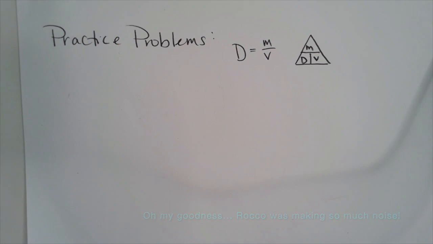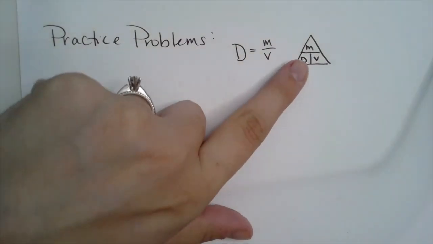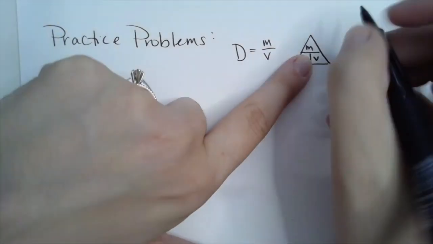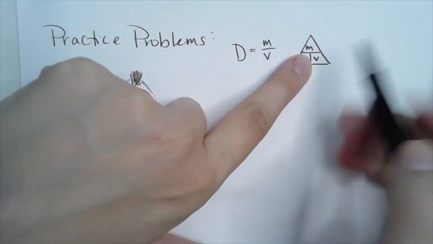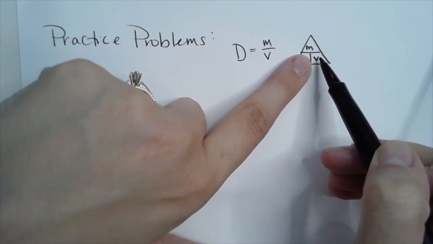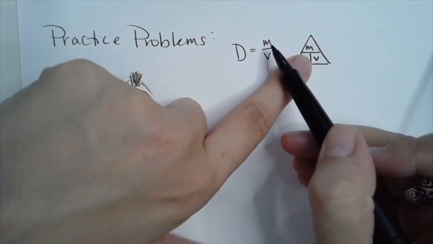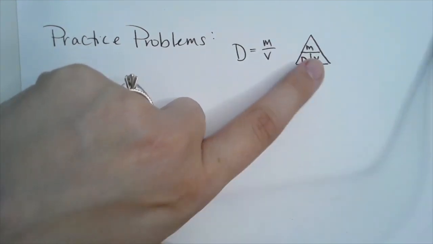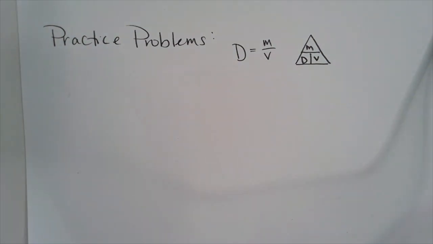If you want to calculate the density of a sample, what you would do is just cover up density with your finger, and you would see that D equals mass divided by volume, which is what I have here, M over V. Sometimes the question's not asking you to find the density, though.